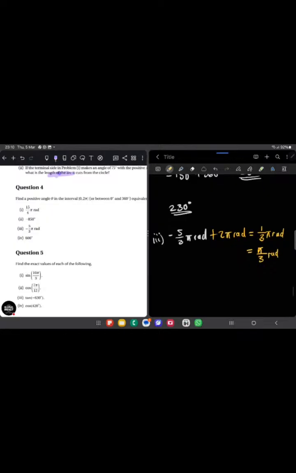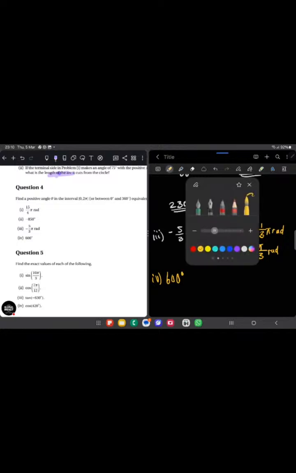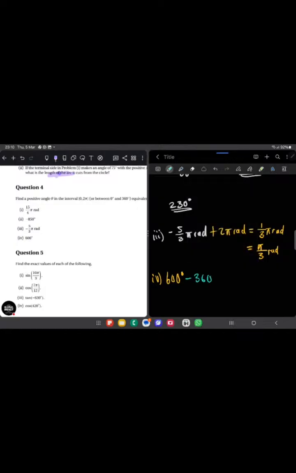Then we say number 4, 600 degrees Celsius. This is just so big and meaningless to us. So we are going to remove 360 degrees until we get a value between 0 and 360. So we say 600 minus 360. We are going to get 240 degrees. Don't put degrees Celsius, by the way. This is not temperature. Is 240 between 0 and 360? Yes, so well done. You have found the positive value in the interval. Okay, you hear me? Don't lose marks for this.